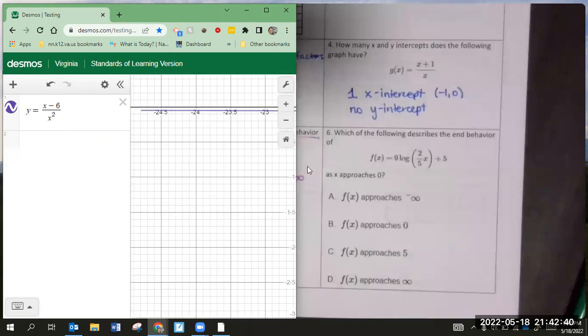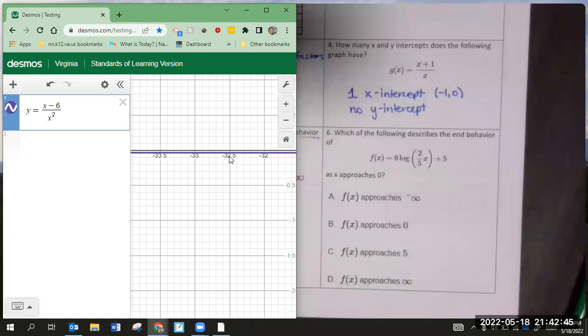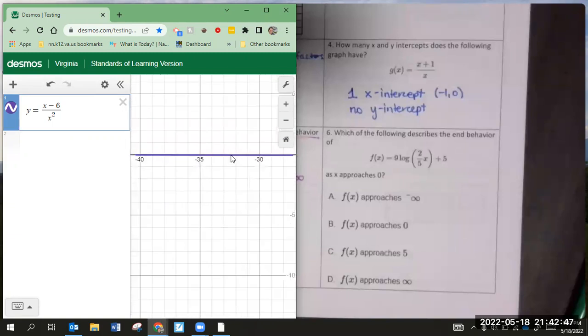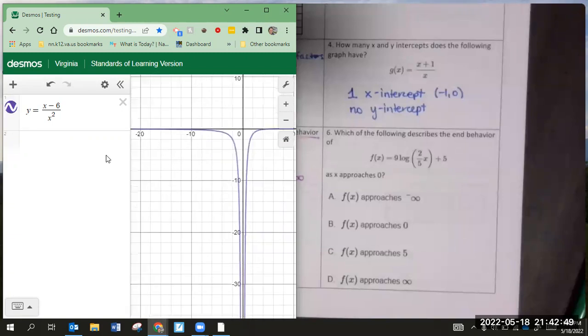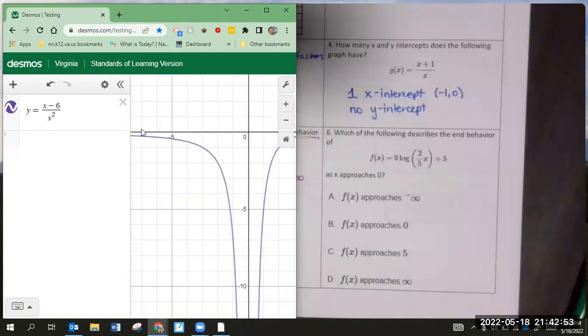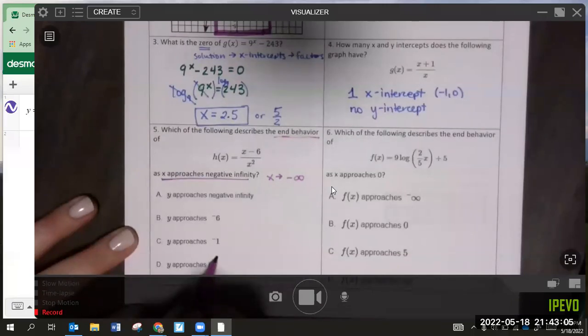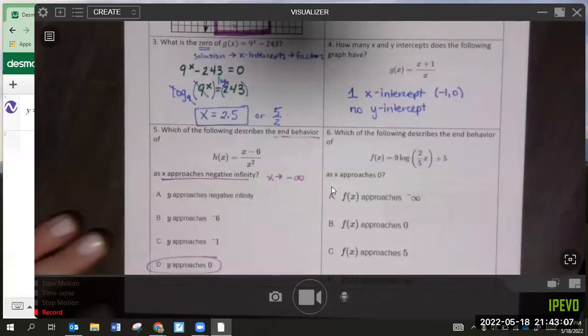Okay. And we are worried about what's happening as x gets closer and closer to -infinity. What is happening? Well, my y values are getting closer and closer and closer to my y-axis. They're not going to cross my y-axis, but they're getting super close to that y-axis. They're not crossing my y-axis and continuing on to infinity. They're just slowly approaching 0. So if I'm looking at my answer choices, y approaching 0 is an option.